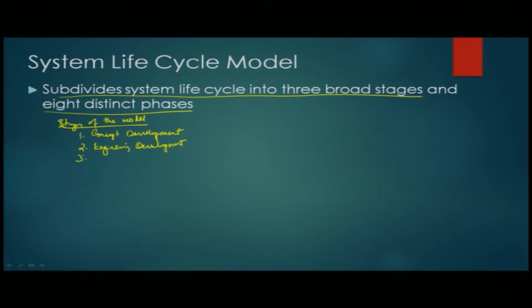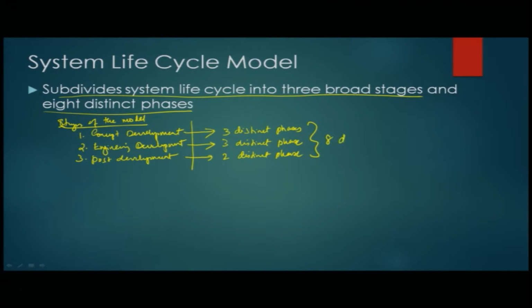And stage 3 is post development. So, it develops the entire life cycle of the model into 3 different stages, and each stage has multiple distinct phases. So, the concept development has 3 distinct phases. Engineering development has another 3 distinct phases, and this has 2 distinct phases. So, all together 8 distinct phases.